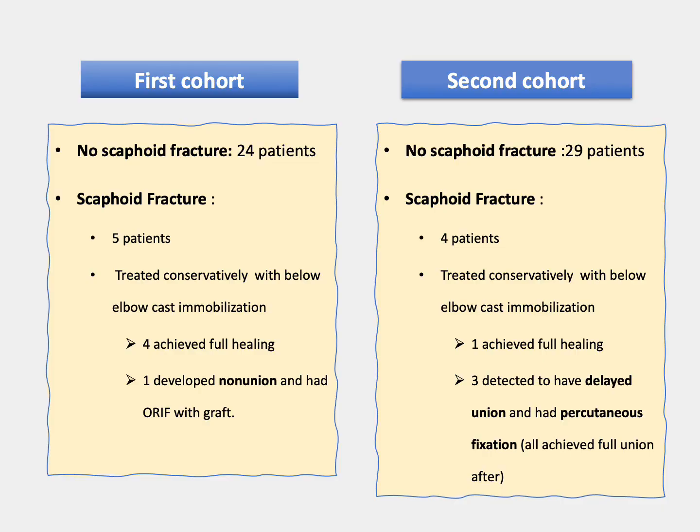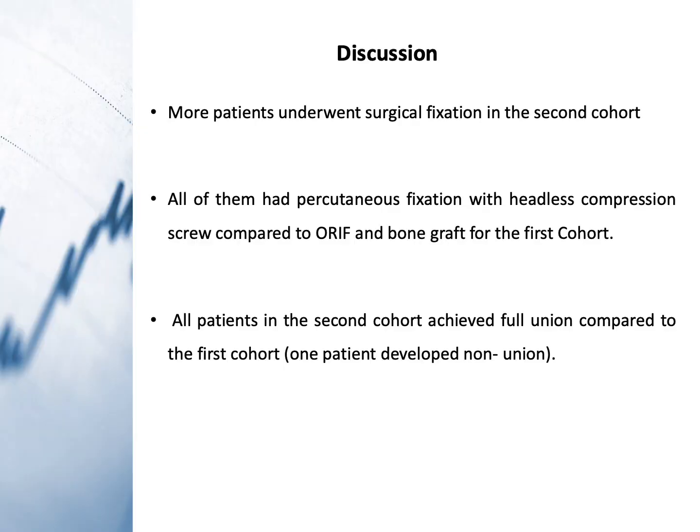In the first cohort, 5 patients had scaphoid waist fractures, all of them treated with below elbow cast immobilization. 4 achieved full healing, 1 developed non-union and had open reduction and internal fixation with bone graft. In the second cohort, 4 patients had scaphoid waist fractures, all treated with below elbow cast immobilization for 8 weeks. 1 achieved full union, 3 were detected to have delayed union and had percutaneous screw fixation at 8 weeks. Although more patients underwent surgical fixation in the second cohort, all of them had percutaneous fixation with headless compression screw. All patients in the second cohort achieved full union compared to the first cohort.